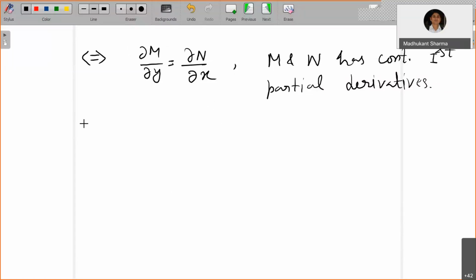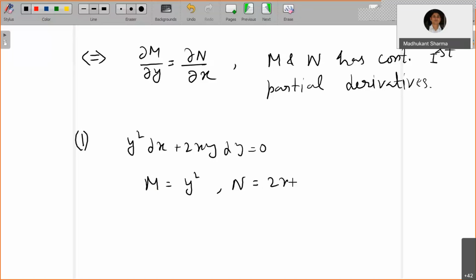Now if I look back at that example, y square dx plus 2xy dy equals 0, I have M equals y square and N equals 2xy. Note that the dx coefficient is M and the dy coefficient is N. If you change the roles of M and N, the situation will change. So if you make the dy coefficient M and the dx coefficient N, then you would have ∂N/∂y equals ∂M/∂x. So don't change the rule; be aware of this notation.